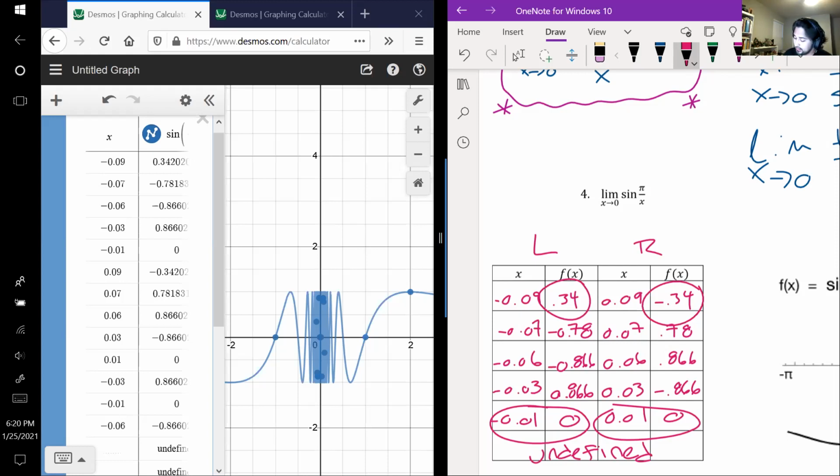words of the great Lindsay Lohan, the limit from both sides at 0 does not exist. You heard me. Mean Girls. I feel like I'm watching Lindsay Lohan, but doing math.